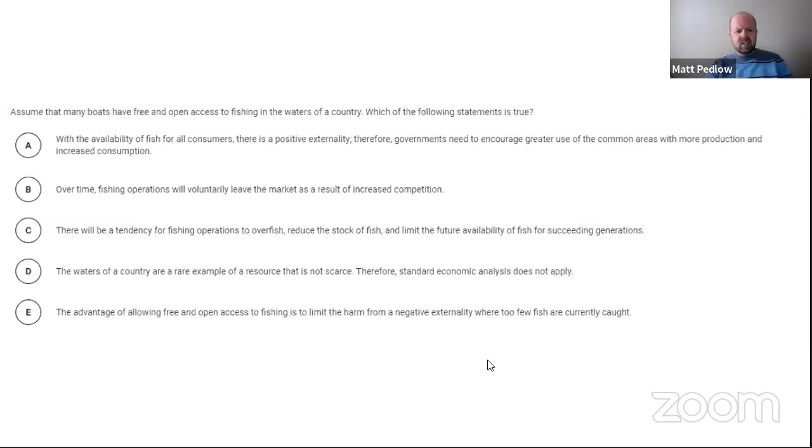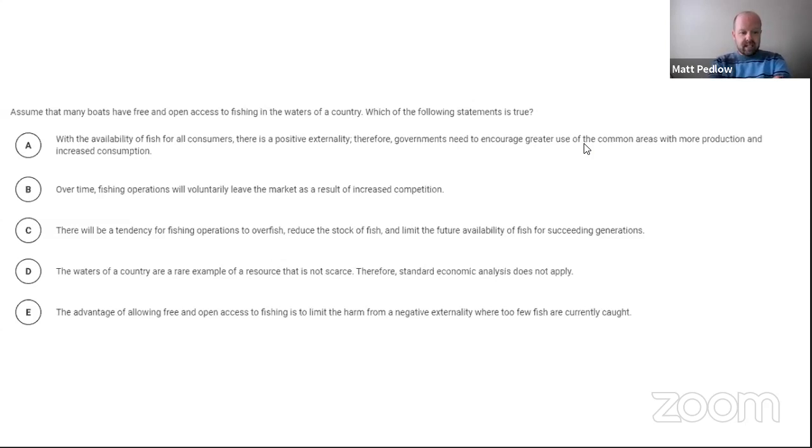C, there'll be a tendency for fishing operations to overfish, reducing the stock of fish and therefore limiting availability for future generations. We certainly know that to be true. D, waters are a rare example of a resource that is not scarce. Therefore, standard economic analysis does not apply. When we get to scarcity on Friday, we're going to talk about why this is not true.